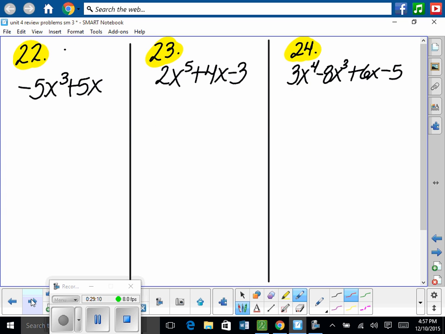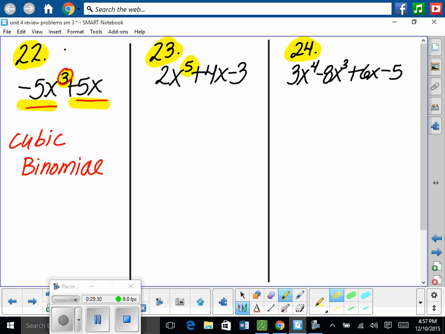Okay, so it says name the polynomial. We name it by its highest degree and number of terms. So this is degree 3, and it has 2 terms. And so this would be considered a cubic binomial. Because cubic, degree 3, binomial, because there's 2 terms.